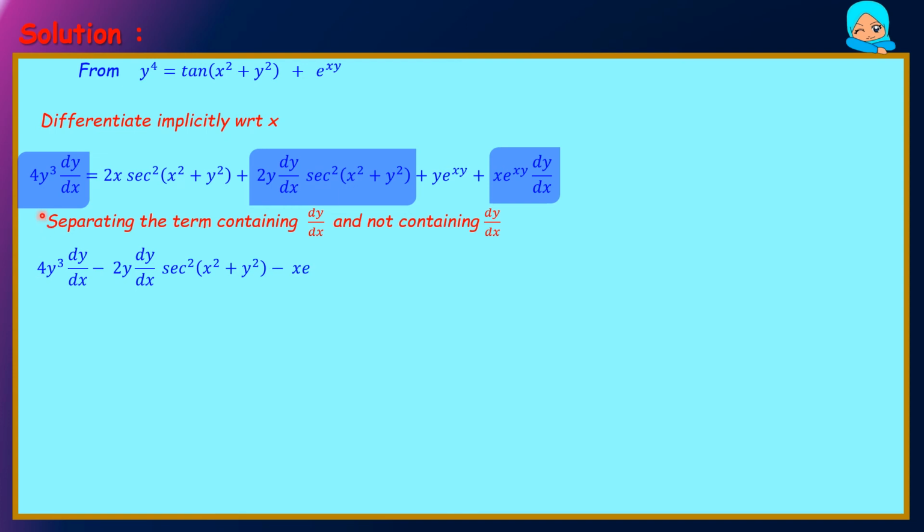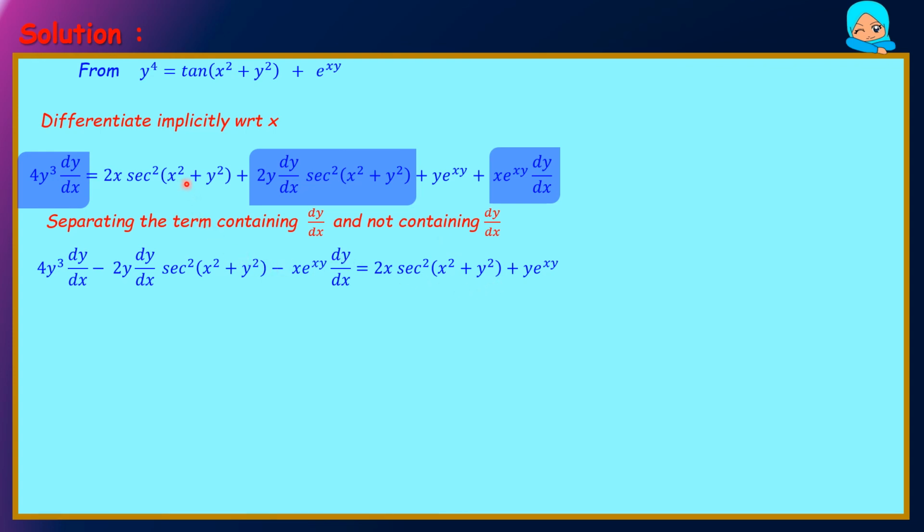We have 4y cubed dy over dx. This is a plus sign, and when we move to the left hand side, it becomes minus 2y dy over dx sec squared of x squared plus y squared. And then this is a plus sign, so when we move to the left hand side, it becomes minus x e to the power of xy dy over dx. So the terms containing dy over dx we put on the left hand side, let's say. You can also put the terms containing dy over dx on the right hand side.